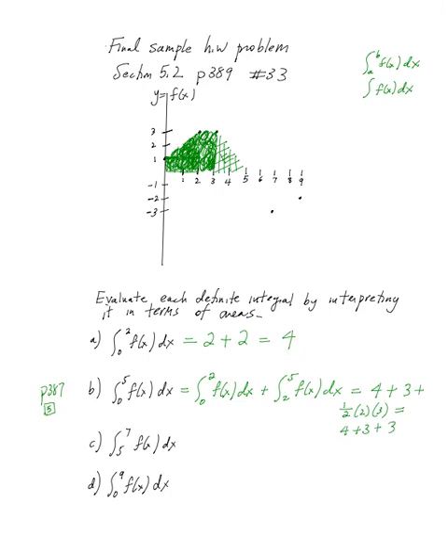So my answer to the B part, the definite integral from 0 to 5 of f of x dx, is 4 plus 3 plus 3, which is 10 square units. 10 square units is the area of this entire shaded region on top.